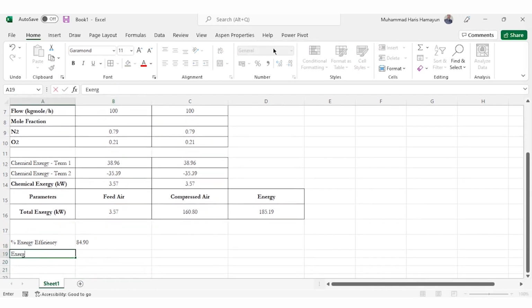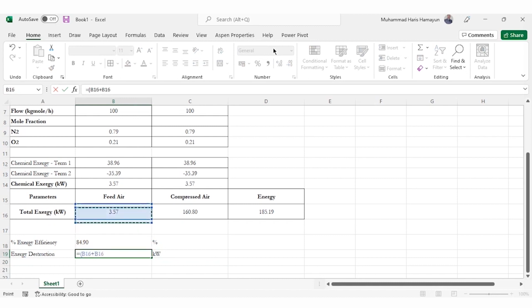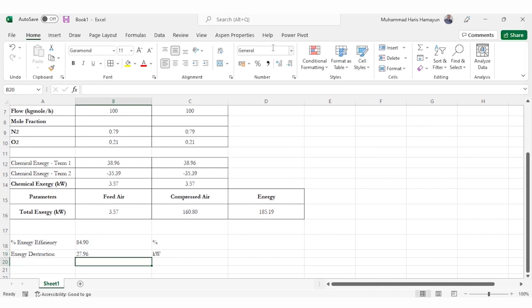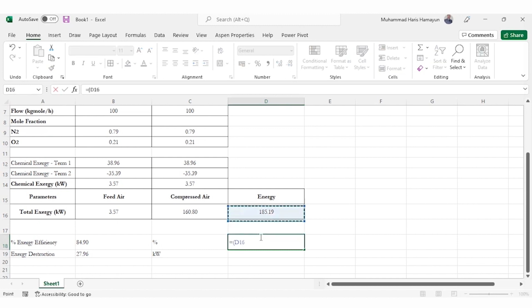And exergy destruction, how is it calculated? It is in kilowatt, and that is inlet. So what is inlet? Feed air plus the energy minus compressed air. So 27.96 kilowatt of exergy is destroyed in the process, while the exergy efficiency of the process is 84.9%. And then there is another formula to calculate the exergy efficiency, which I have shown in the slides: compressed air, which is outlet, divided by inlet. So that is another way of calculating the exergy efficiency. But you can see the exergy efficiency is slightly higher for the second formula.